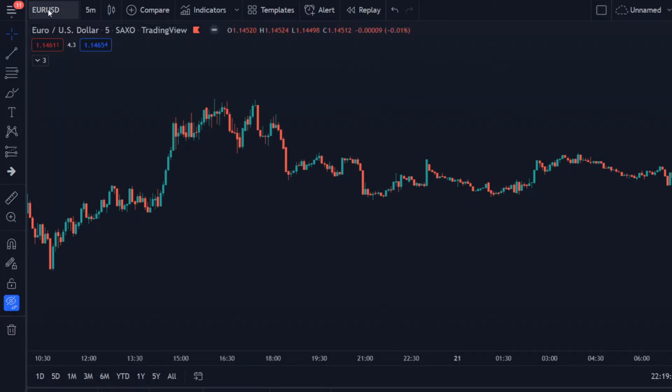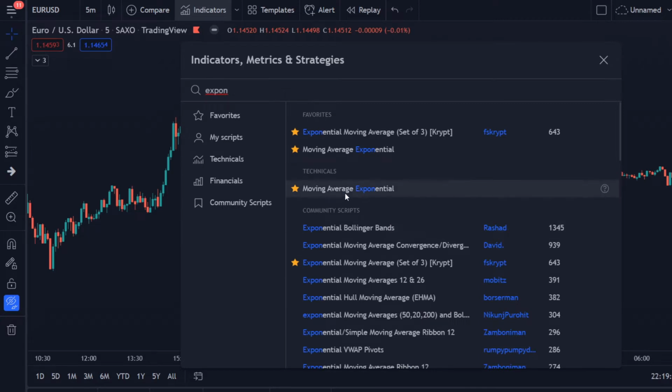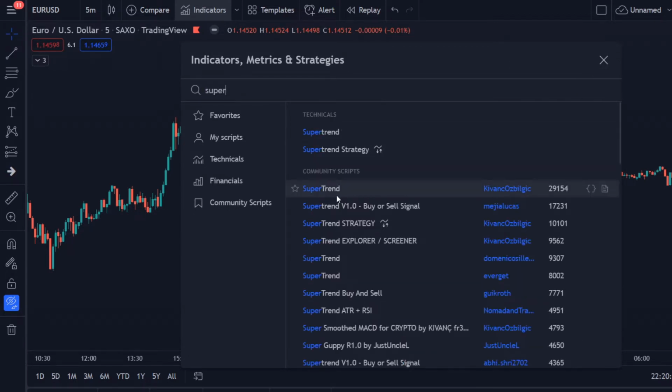Over here, as you can see, the pair that I'm using right now is Euro USD, and I'm using the 5-minute time frame. So for this strategy we need 3 indicators. Let me show you. First we need the exponential moving average, and we click once on that. Then we use the smoothed Heikin candles by Edity, and we click also once on that. And last but not least, we use the supertrend by Heikin Ashi, and we also click on that.